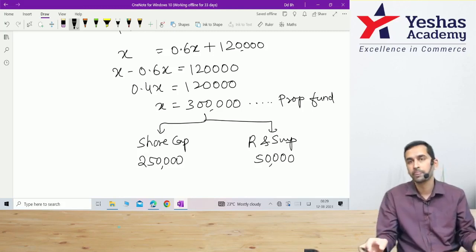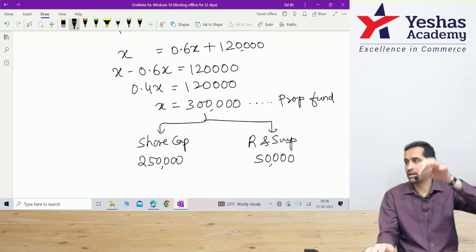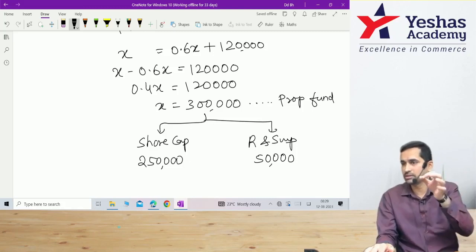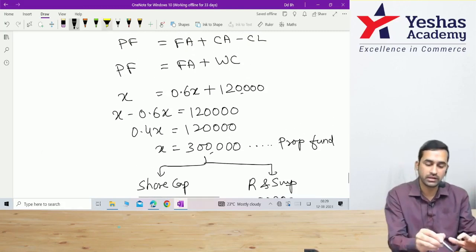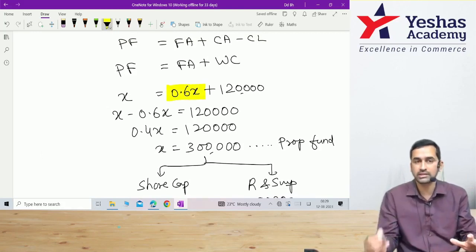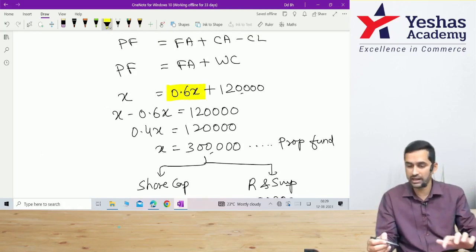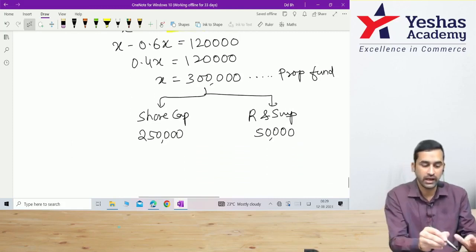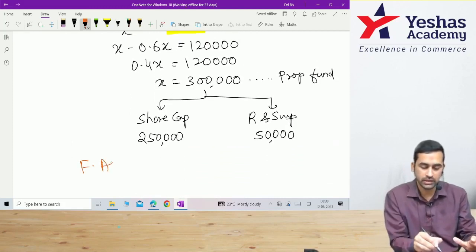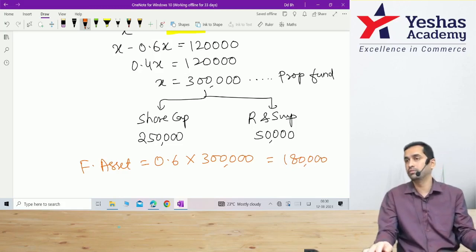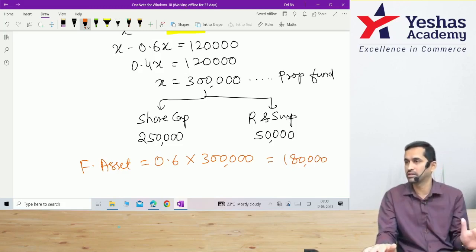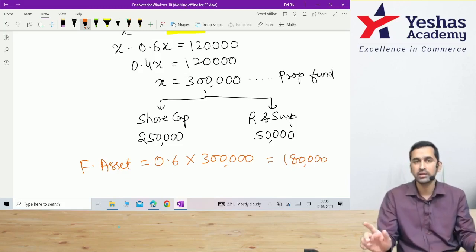With this, in my balance sheet, after share capital, I can add reserves and surplus 50,000. One part is done. Second, we have just written that fixed asset is 0.6X, and now that I have the value of X, I can do even that. Fixed asset is equal to 0.6 into 3 lakh rupees. This number is now 1,80,000. This will be filled on the asset side of the balance sheet. Fixed asset is also ready, correct?